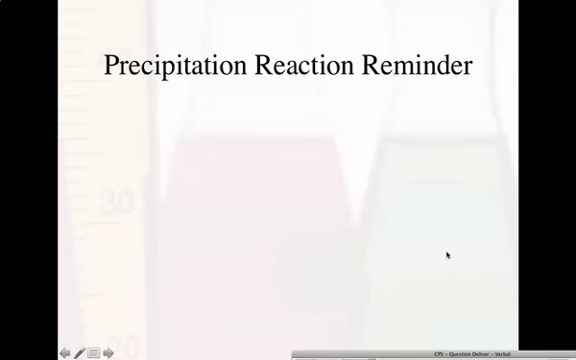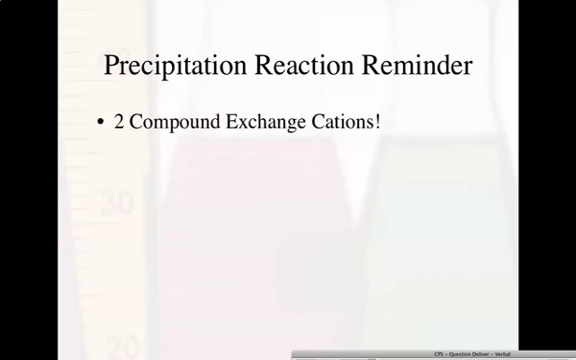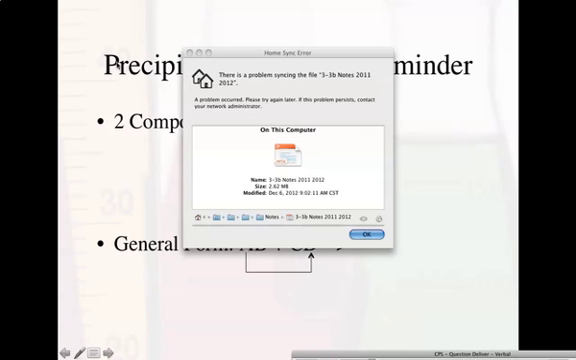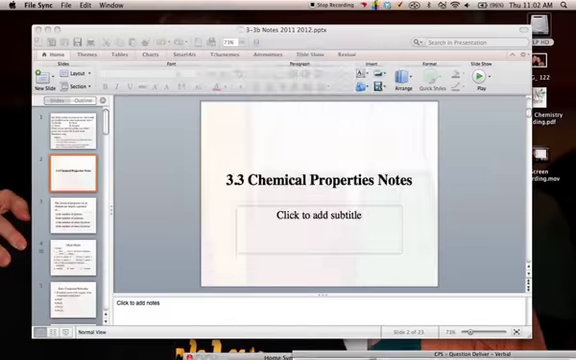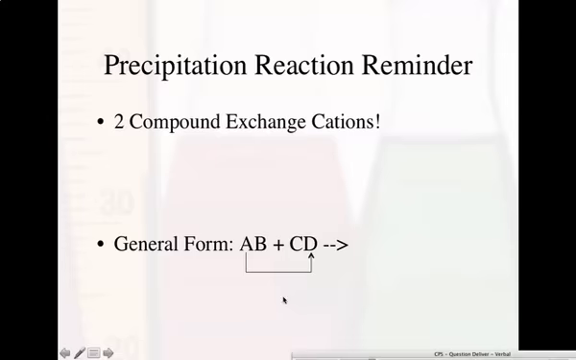So a precipitation reaction is the same thing as a double displacement reaction, and we're looking for a solid to be formed. So two compounds are going to exchange their cations, and the general form is AB plus CD, A's and B's switch, or A's and C's switch places. Okay, and we get A bonding with D and C bonding with B. That's my general form for a precipitation or a double displacement reaction.